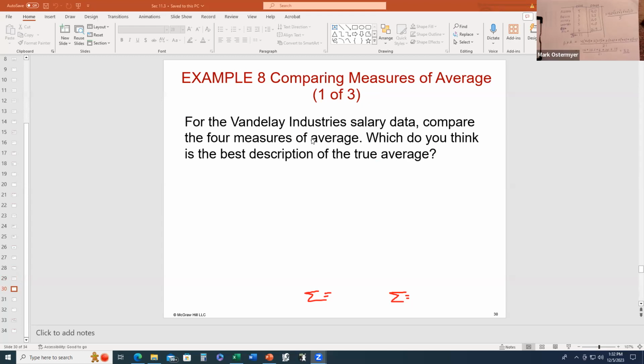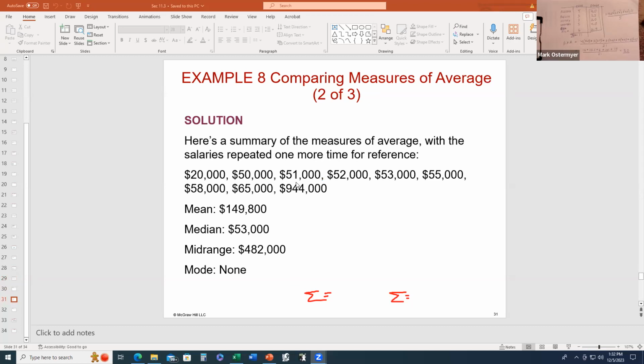Now they're going back to that data set way back where we had those salaries. Remember from that company, the Vandelay company? And they wanted us to compare the three measures of central tendency with each other. Well, the mean was 149,800. The median was 53,000. The mid-range value was 482,000. And the mode, now, you know why they're saying this data set has no mode in it? Because there is no data point, ladies and gentlemen, that repeats more than once. There is no most frequently occurring data point in this data set. They all occur with equal frequency of one time.